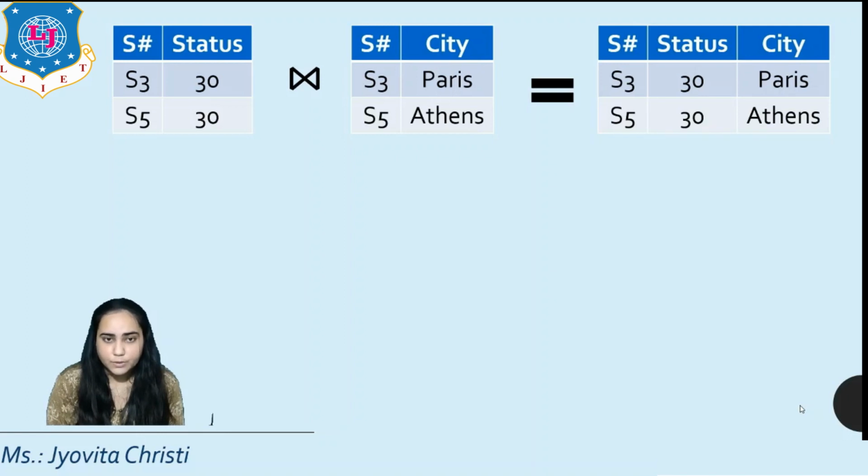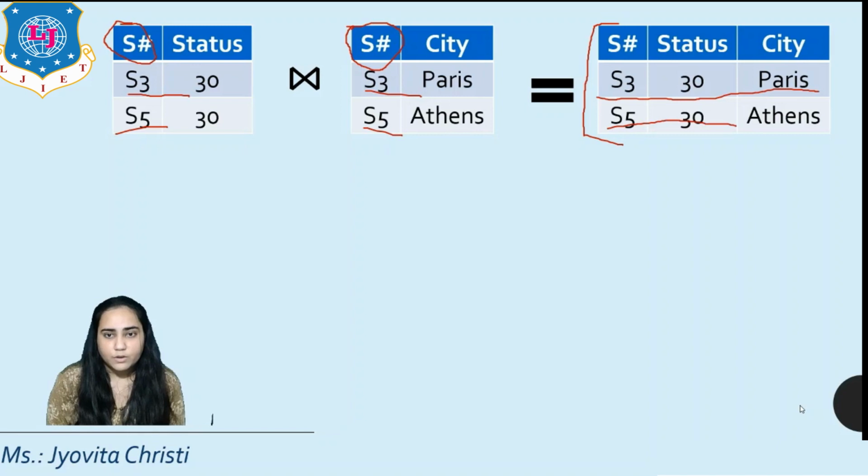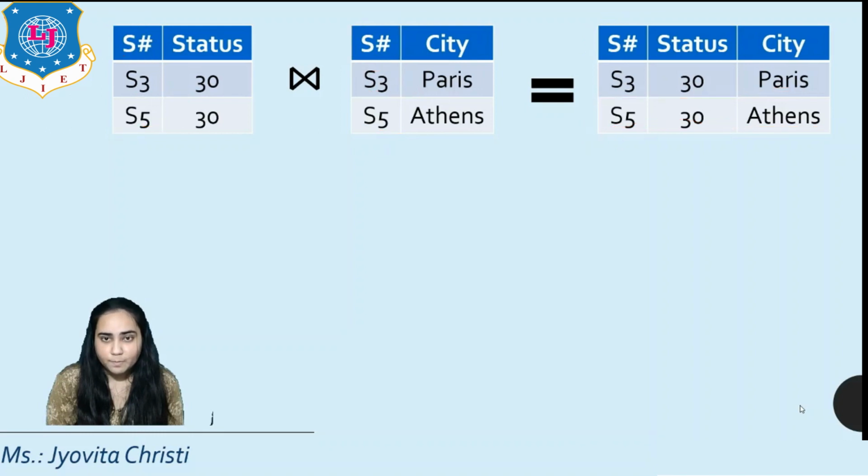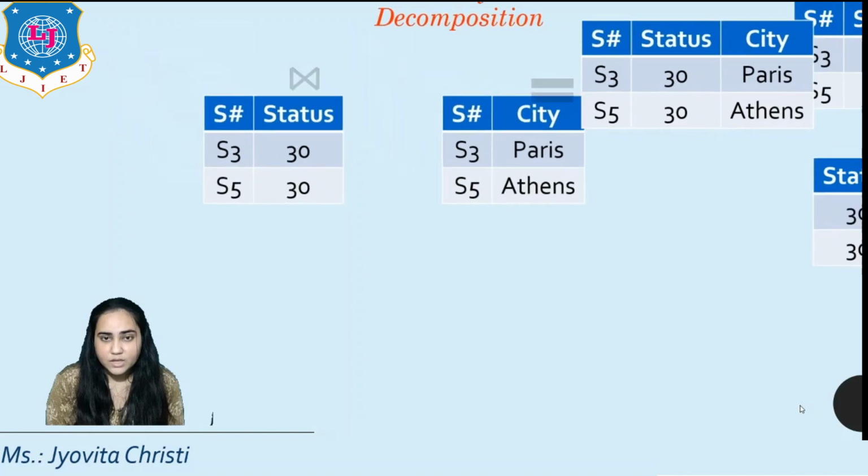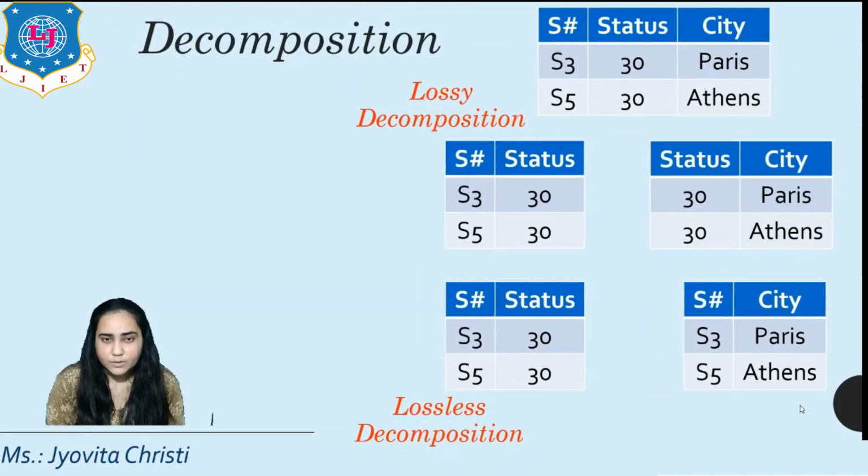And you can see why we are getting this, because here the common column between the two tables is S hash and not status. So when you look at the tables, you can see that S3 is coming only once on the right hand side table, and that is why it produces only 1 row. And S5 is also coming only once on the right hand side table, and that is why this also produces only 1 row. So what you get as a result is a table that is the original table itself. And so this gives us a lossless decomposition.